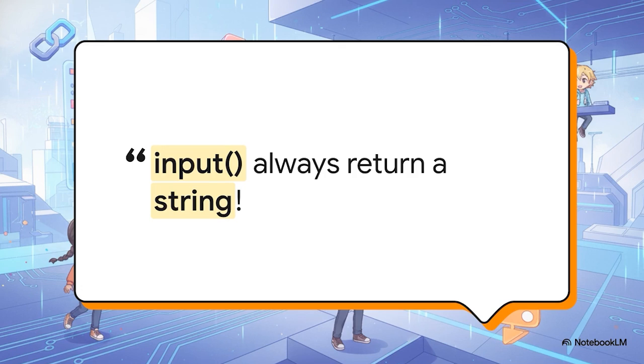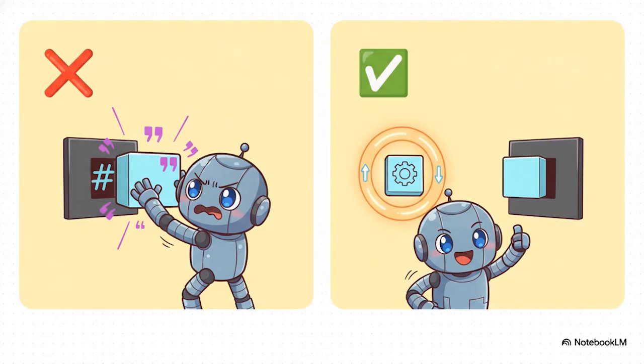Always. So even though the user typed what looks like the number 10, the computer sees it as text, the character 1 followed by the character 0. And you can't do math with text. This is a really critical distinction. So, how do we fix it?